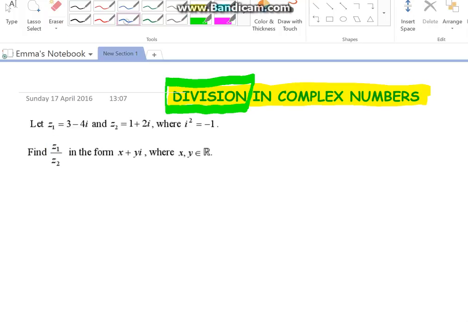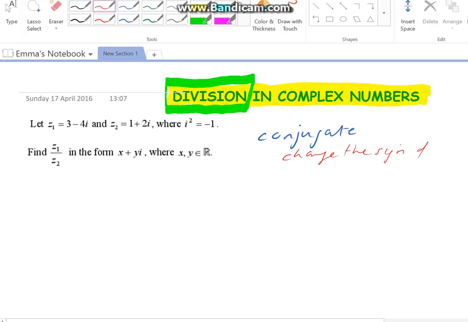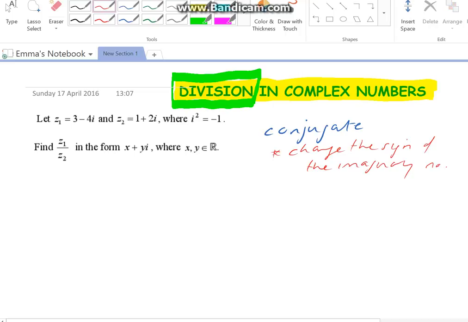In order to divide, we need to know first off how to find the conjugate. And the conjugate is in the chapter. So finding the conjugate of complex numbers is actually a topic within the chapter. Just really quickly to recap what it is, you change the sign of the imaginary number. And that should ring bells with you straight away. You should know that straight away.